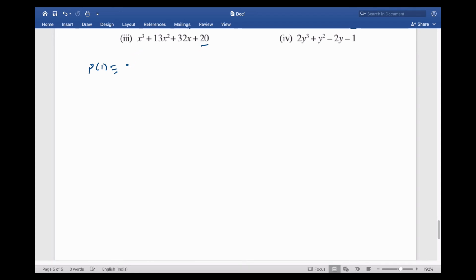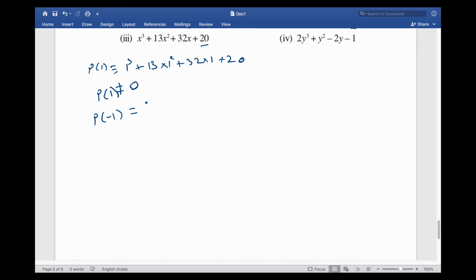So I get 1 cube plus 13 into 1 square plus 32 into 1 plus 20. So it's clear that P of 1 will not be able to give me 0. So let us try P of minus 1.